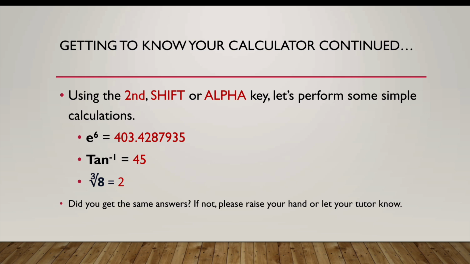Try using the second, shift, or alpha key to perform some simple calculations. Find the key that gives you e to the power of, put in e to the power of 6, and you should get 403.42. The tangent of negative 1 should give you 45, and the cube root of 8 should be 2. Double check your answers when keying in these calculations. If you did not get the same answers and you need help, please contact us so we can help you walk through how to fix that.